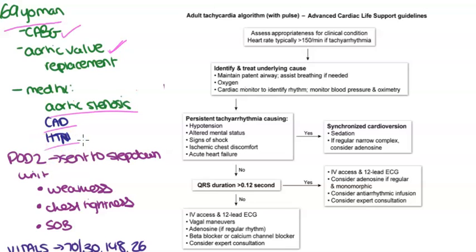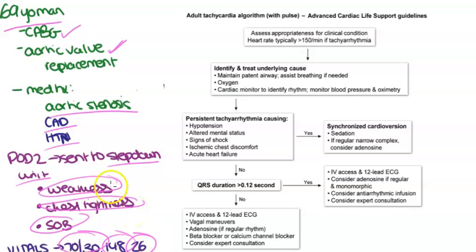And then he is sent to the step down unit. And then at that point, he has weakness, chest tightness, and shortness of breath. It's noted that vital signs are going as low as 70 over 30, pulse is 148, and respirations are 26. He's also noted to have basilar crackles on examination. So it looks like he's not doing too well.